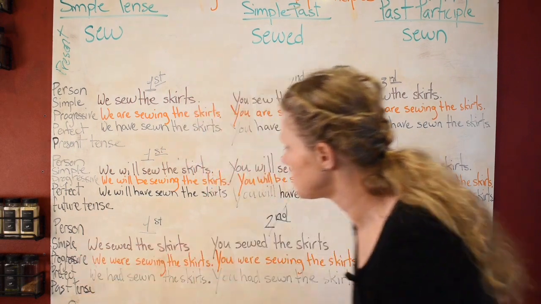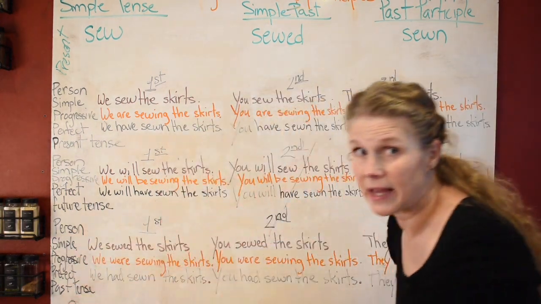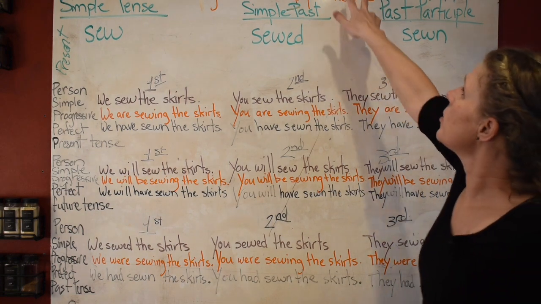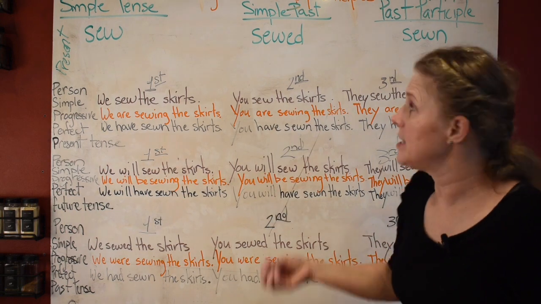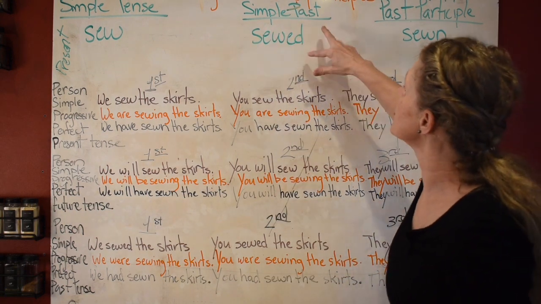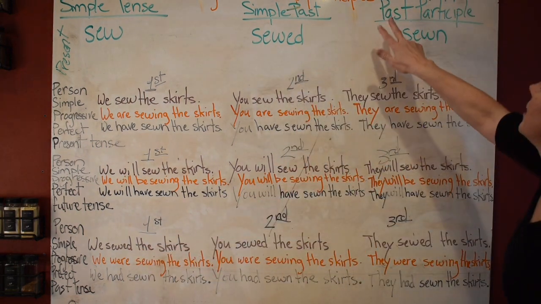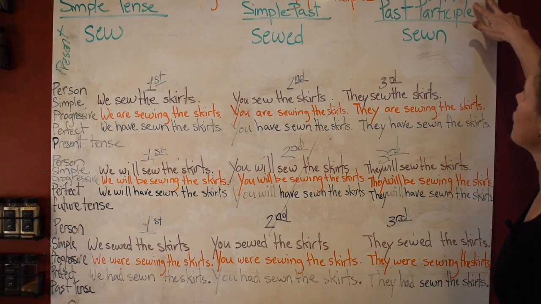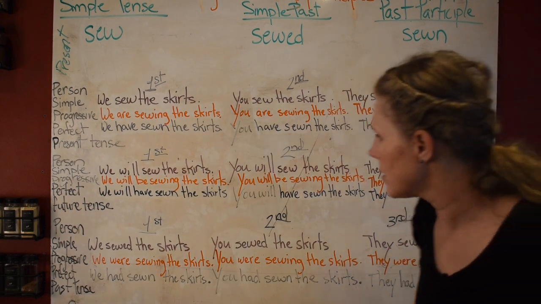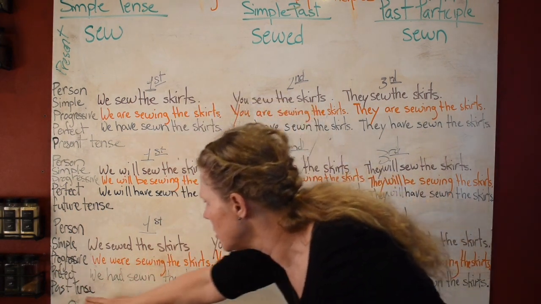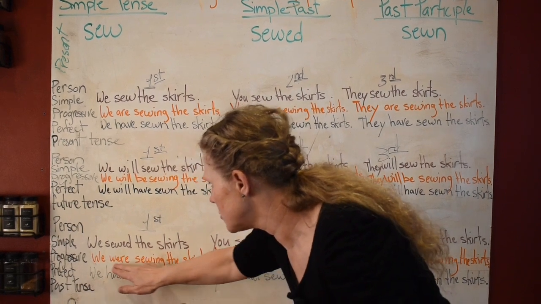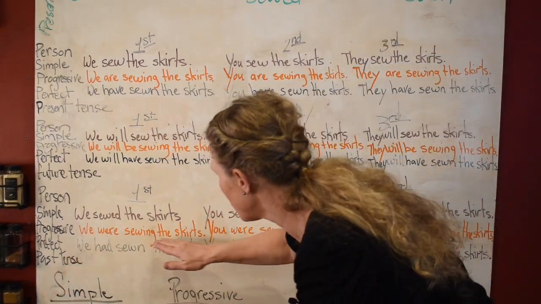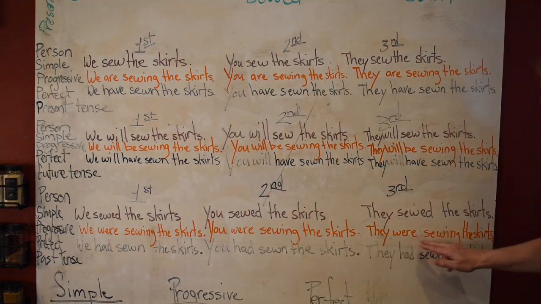Now, let's look at the simple. This is the simple past tense. And we sewed the skirts. Now look what happened. Simple past. And that's why the EDs are so much easier, because if you just have the ED and you're not talking about the irregulars, your simple past is the ED without the auxiliary verb, but the past participle is the ED in the perfect, with the auxiliary verb. But it's different when you're figuring out an irregular. Here, with the progressive, we were sewing. Look, past tense, this means you have to use the past tense verb. And this is plural, plural, plural. We were sewing the skirts. You were sewing the skirts. They were sewing the skirts.